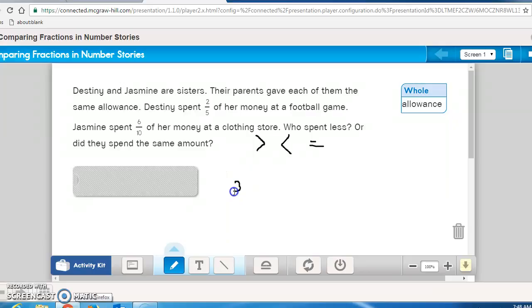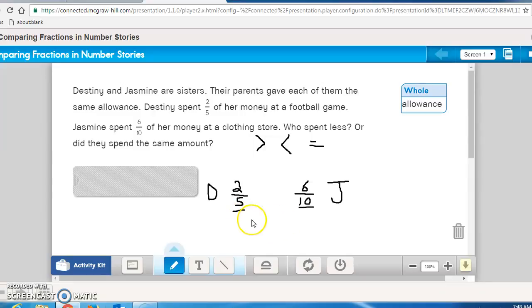If Destiny spent 2/5, I would write down 2/5, and I'd probably write a large D over here for Destiny. And Jasmine spent 6/10, and I would put a J next to that one so that I know that this is Jasmine. Notice there are 2 different denominators here on the bottom. So the first thing I would want to do is find a common denominator, meaning denominators that both 5 and 10 are multiples of.